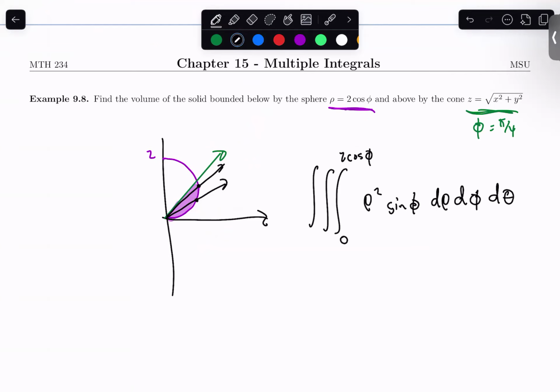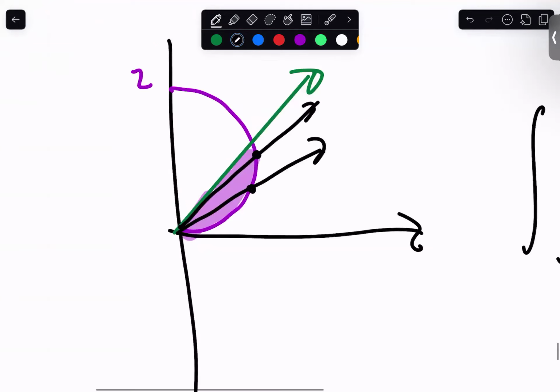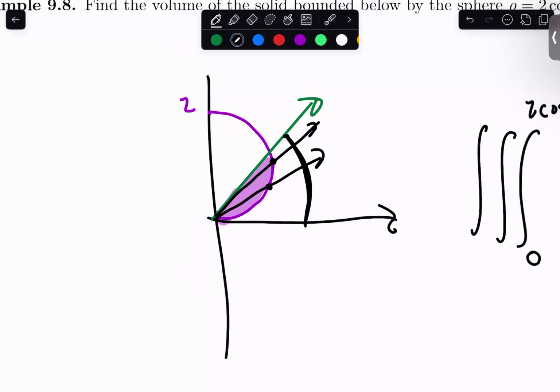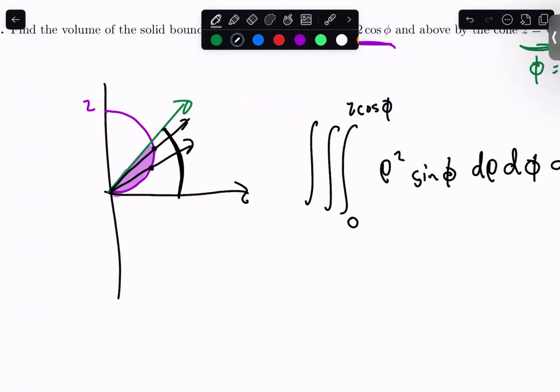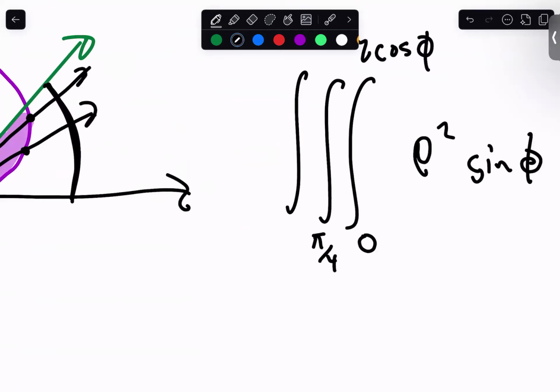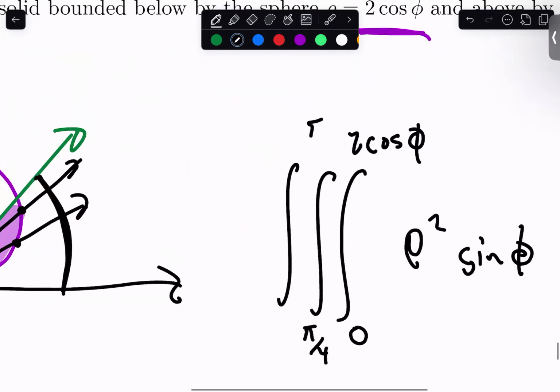Our phi values, aka where we're shading, they seem to be in this region right here. Again, phi comes off of the positive z-axis. So it seems like we start at this green line here, which had a value of phi equals pi over 4. And we don't have any picture down here in the 4th quadrant or whatever this is, right? And so we're going to have bounds from pi over 4 to pi over 2 for phi.